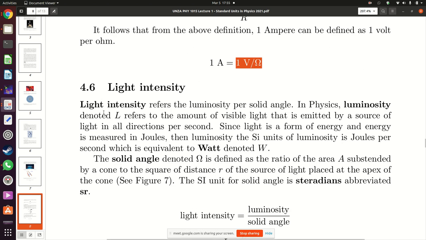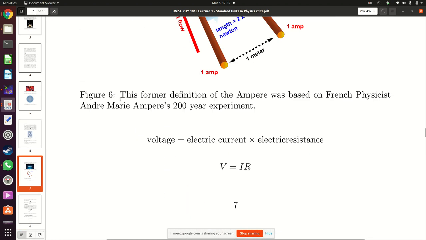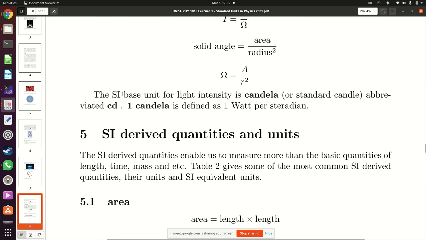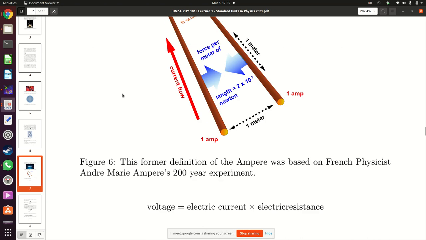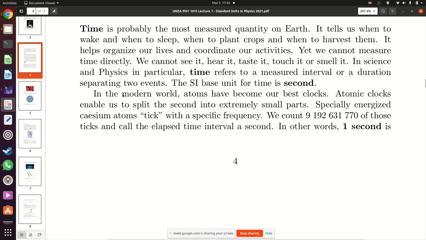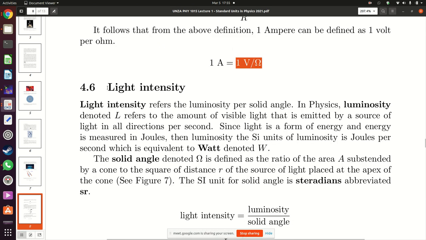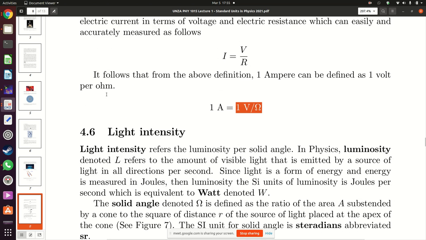Then number six, last but not the least, is it? Yeah, electric current, light intensity. What else is missing here? Light intensity, so I think something is missing in the notes. There's light intensity, then there's supposed to be amount of substance, I don't know where that is. So what does light intensity refer to? Well, light intensity by definition refers to the luminosity, we're going to see what the luminosity is, divided by the solid angle, luminosity per solid angle.